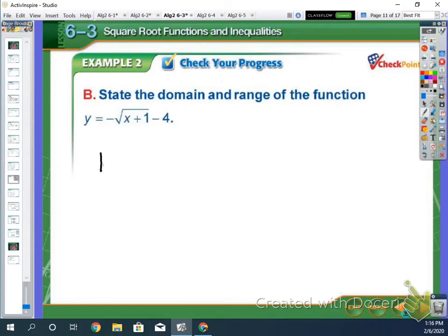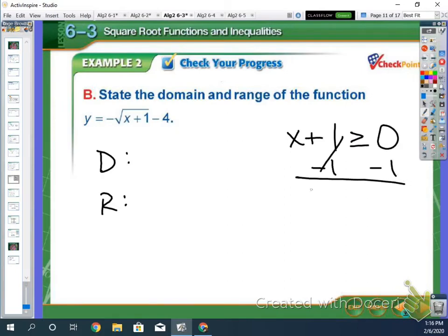Another one, but looking different. Who can tell the domain just by looking at this one? Joey? X is going to be greater than or equal to negative 1. That's it. Yeah, x is greater than or equal to negative 1. But if you want to write it over here, x plus 1 is greater than or equal to 0. Subtract 1, subtract 1. X is greater than or equal to negative 1. So that's what Joey said.